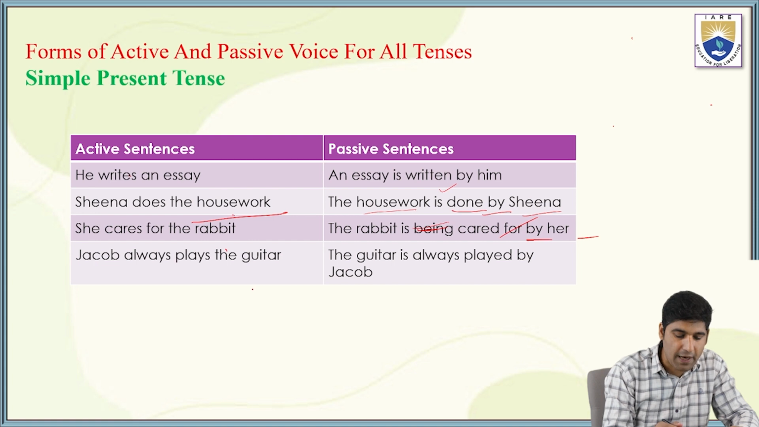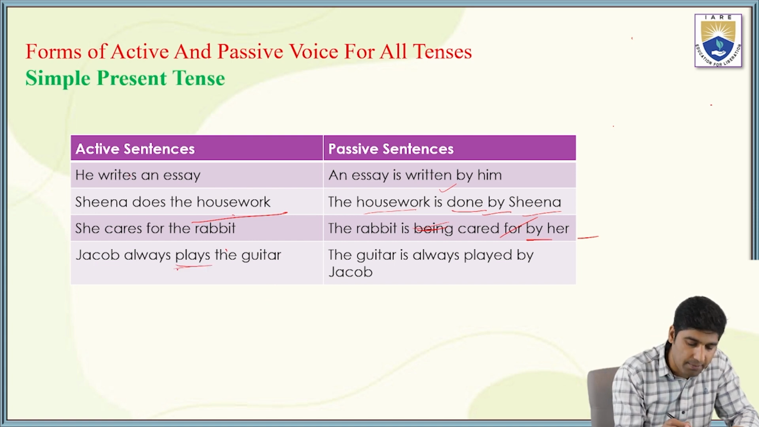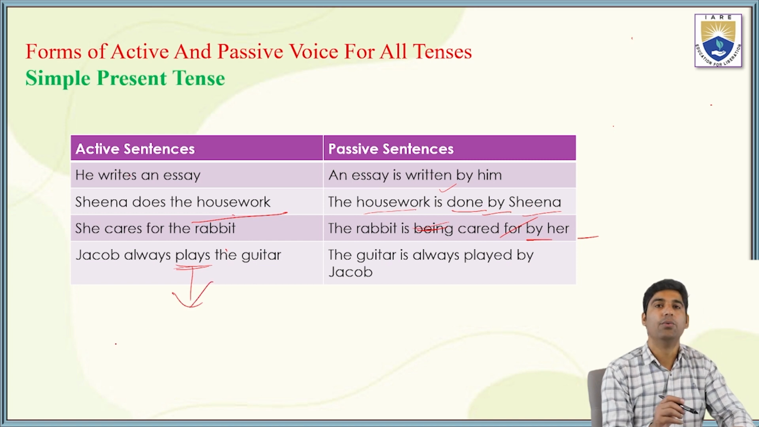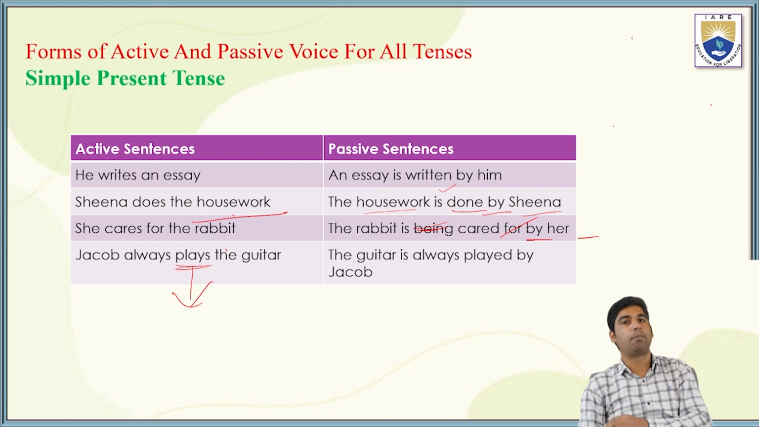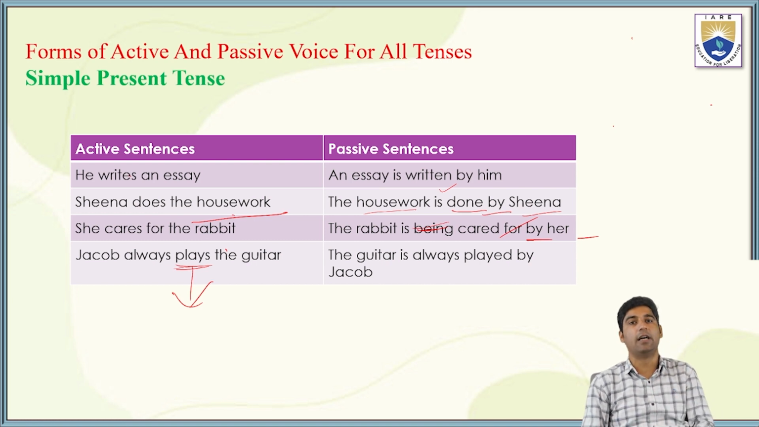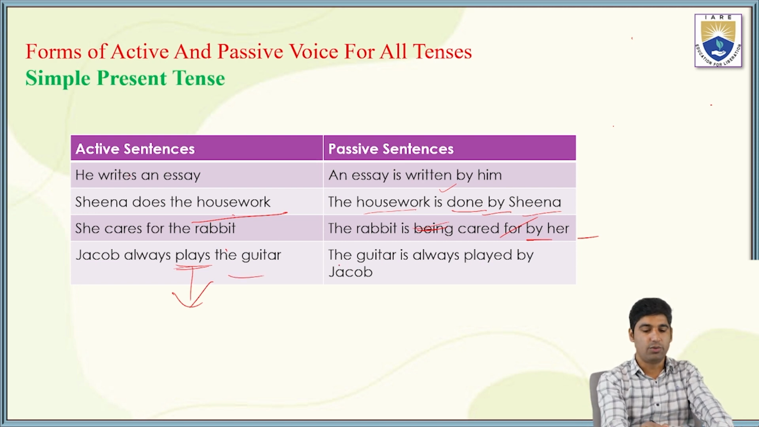Jacob always plays the guitar. Now here we have this adverb which I told you. If we have an adverb in an active sentence, when we are converting active into passive, we should not skip these adverbs. We should use them in passive voice. So the guitar is here the object. It will be the subject in passive, the guitar. The sentence is in present indefinite. This adverb will remain there.